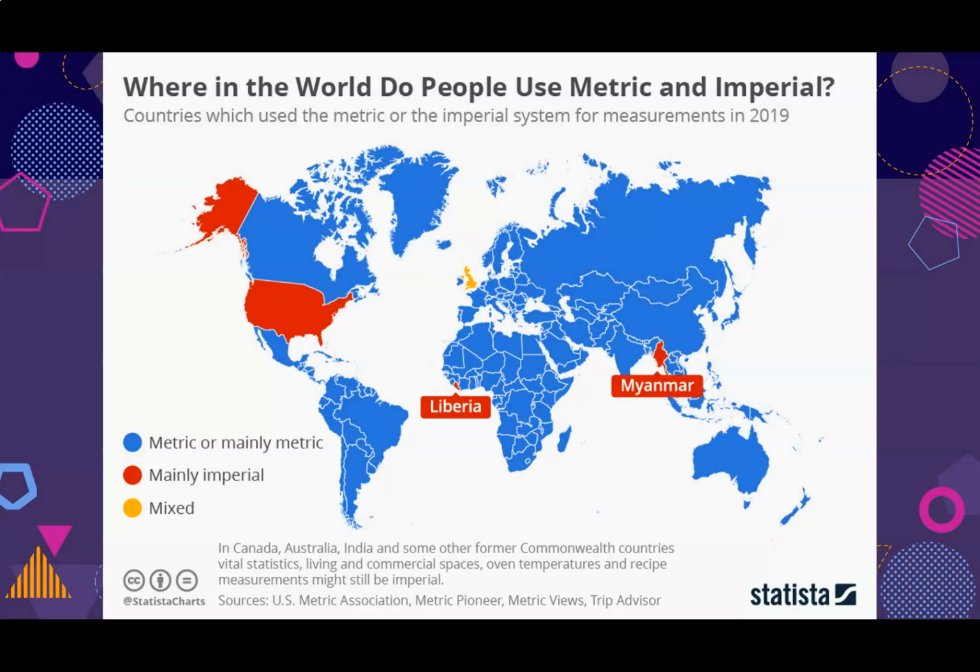Before we begin, let's review the metric system of measurement.